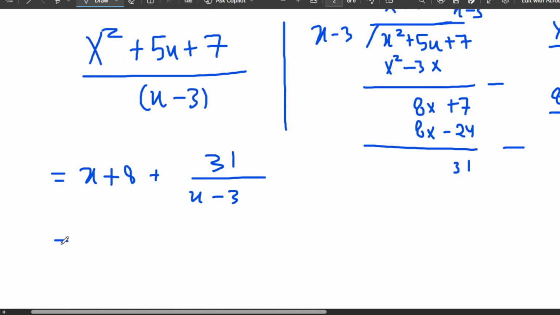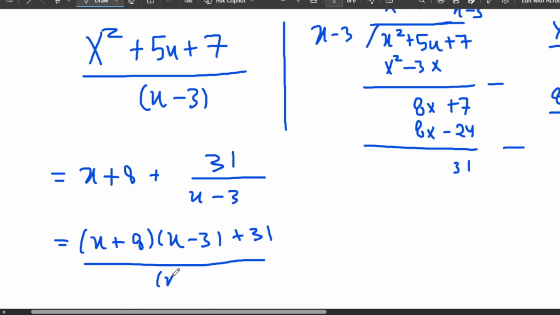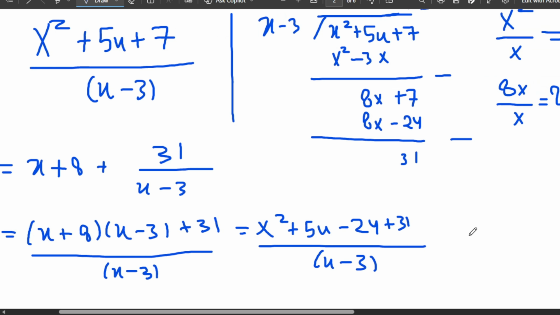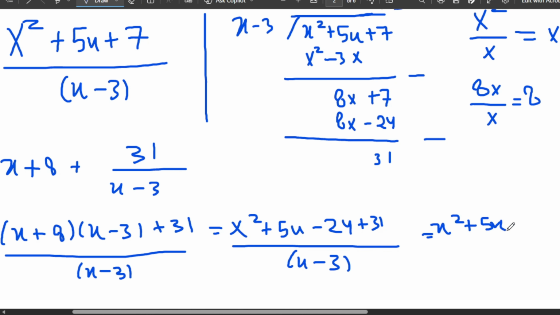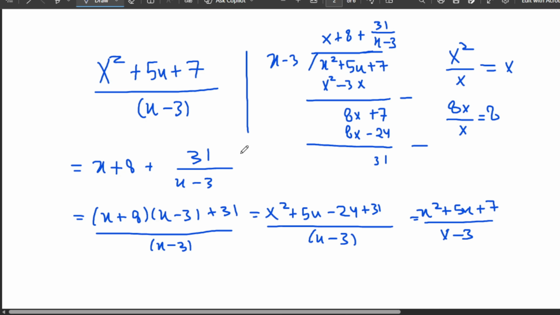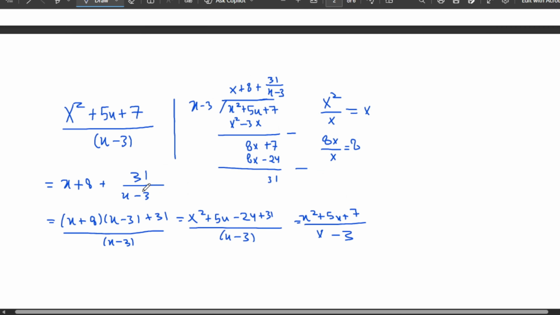Let's prove it. If we multiply this x plus 8 by x minus 3 and add 31, all over x minus 3, we have x squared plus 5x, then minus 24 and plus 31, all over x minus 3. This will be x squared plus 5x plus 7 over x minus 3. So this is exactly the same as the original, but in the factorized or divided form.